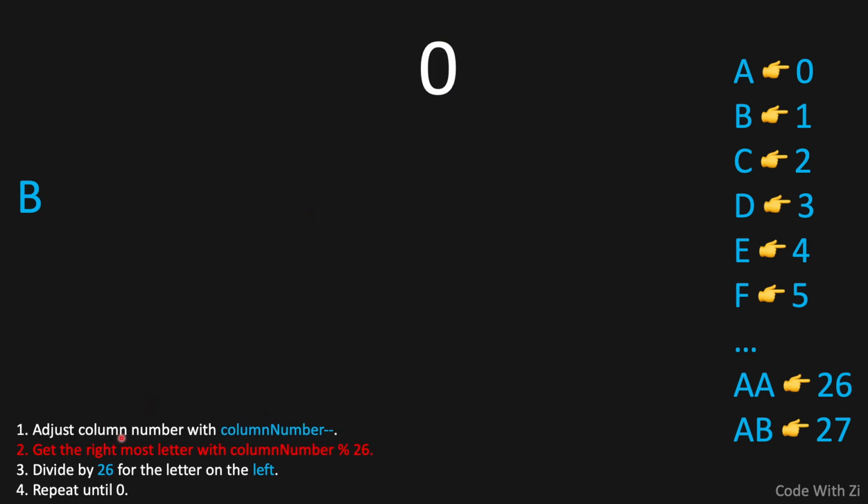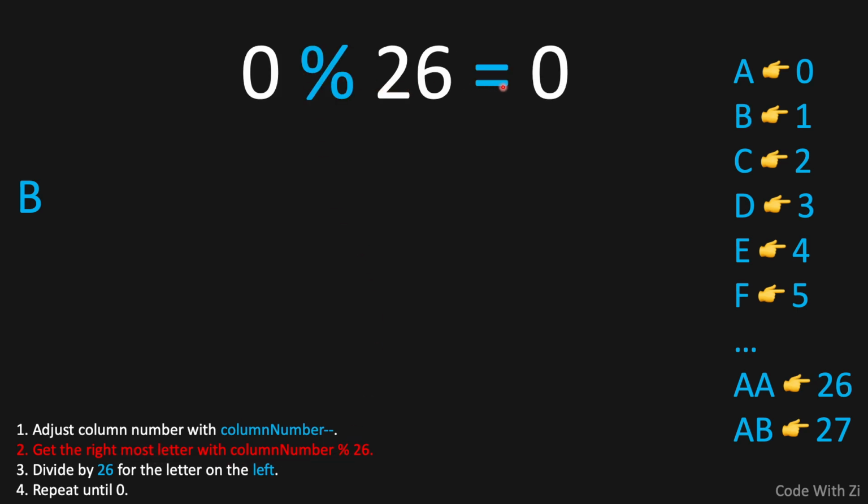And then we're going to move on to the next step. As you can see, it says get the rightmost letter with column number mod 26. Well, 0 mod 26, so that's going to give us 0. And 0 is representing A. And this is going to be the letter on the left, like so. Now we have A and B.